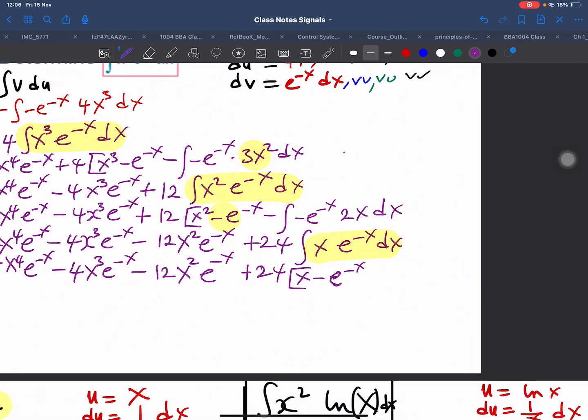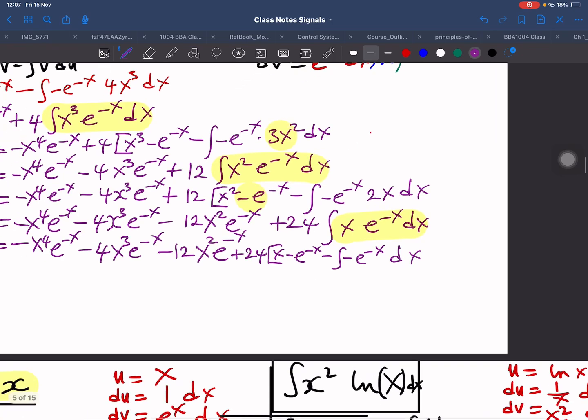Let me adjust this to save space, because I might not have enough space at the end. Okay, now plus 24 that will be distributed into x minus e raised to the power minus x, minus the integral of minus e raised to the power minus x dx, because dv is going to be 1 dx.